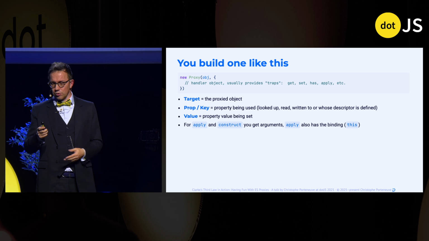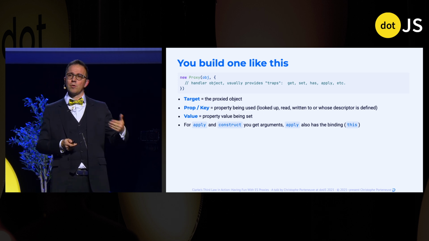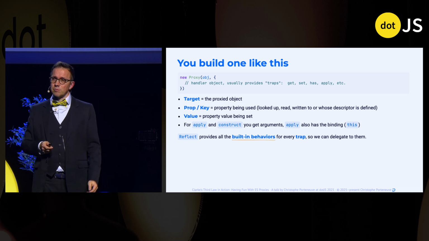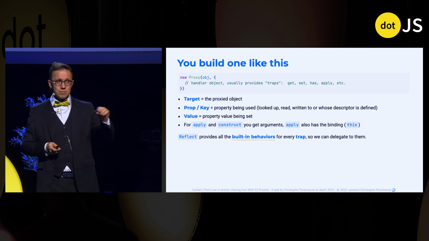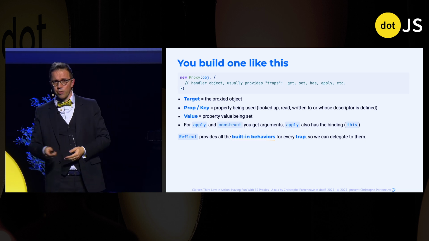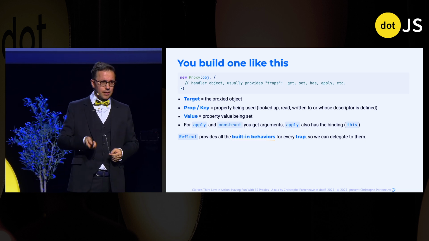This is JavaScript. You can do whatever you want instead of the original behavior, but when you do need the original behavior, you would use the Reflect namespace that has methods with the exact same names and signatures as your traps, and you can just forward it and get the original behavior.